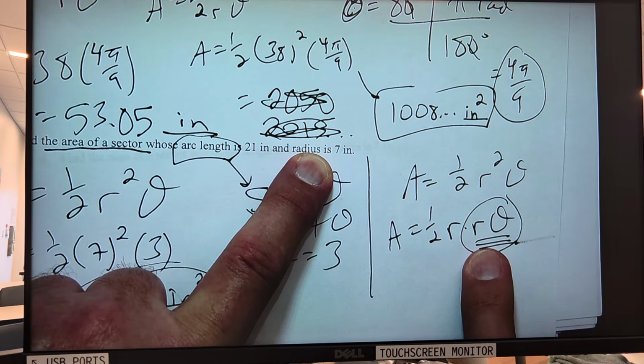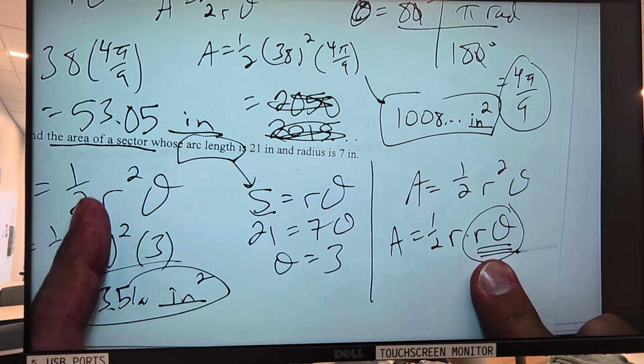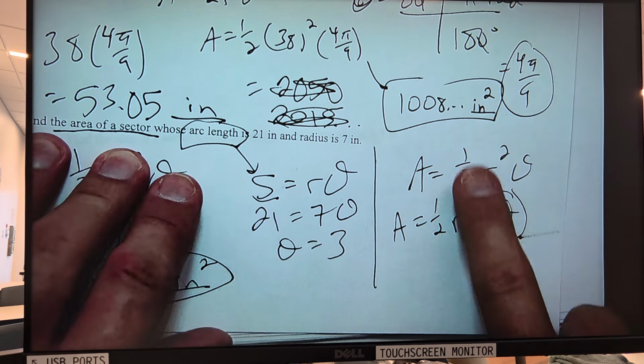Arc length is in here. Did you have to do it this way? Obviously not. We just got the answer, but you could have done it here in one step.